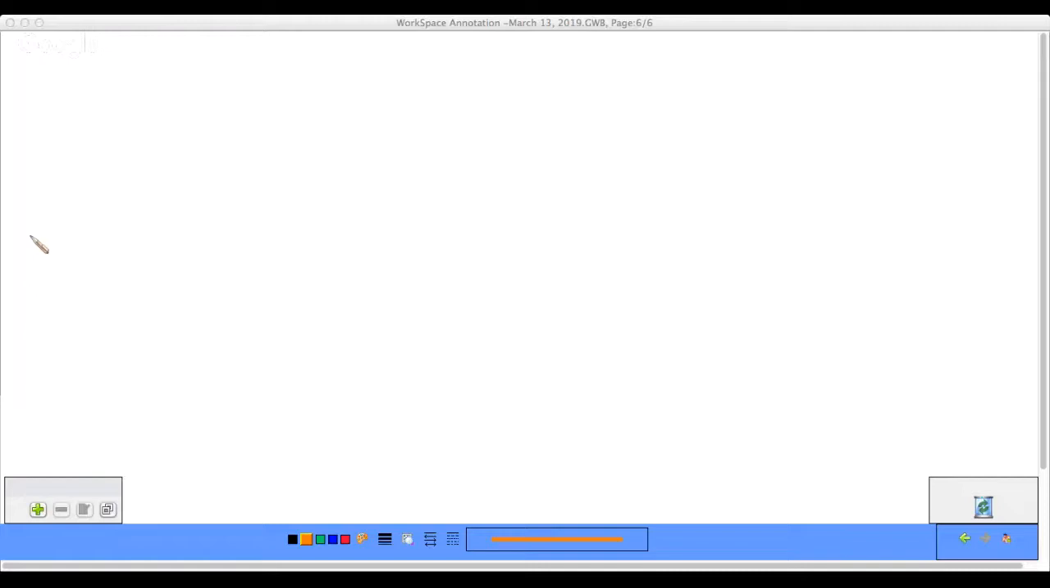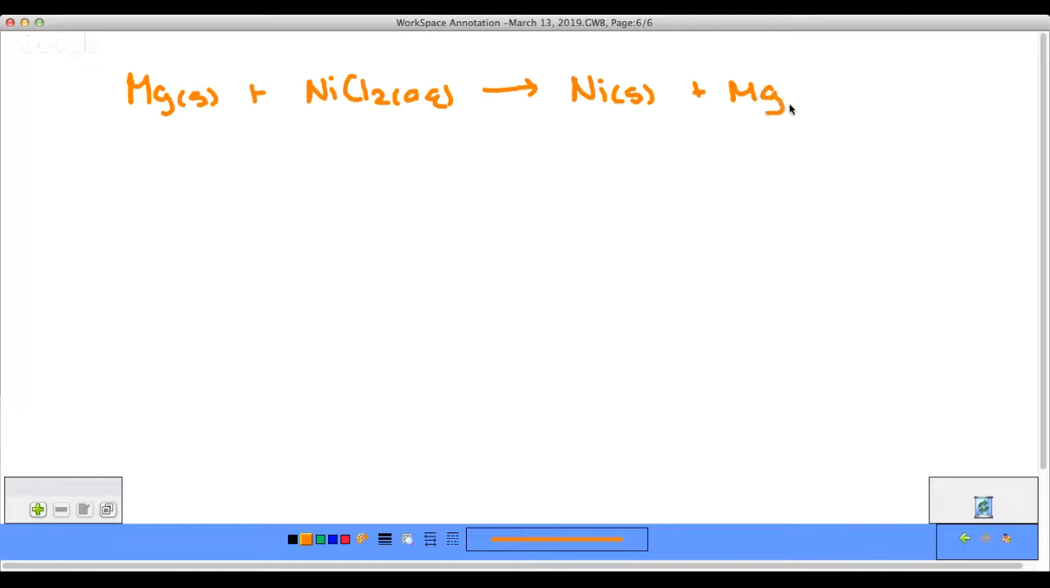All right, so 2B says magnesium metal is placed in a solution of nickel chloride. So we're going to be writing out our reaction for this. Let me take my pen out. So we have magnesium, and that's a solid, and it's in a solution of nickel chloride. Nickel is a +2 charge, so it's going to be like this. This reaction will occur, so magnesium is more reactive than nickel. So what's going to happen is we're going to then get nickel solid, and we're going to get magnesium chloride, MgCl2.